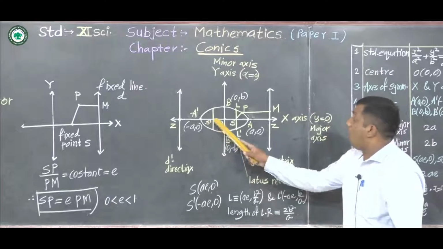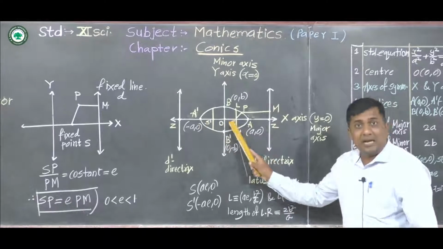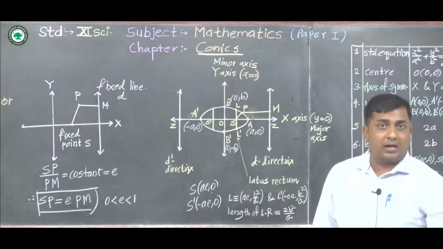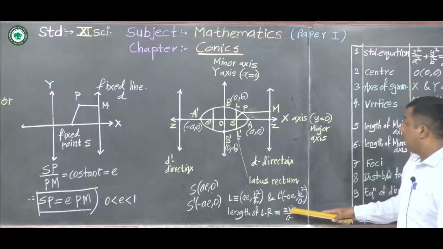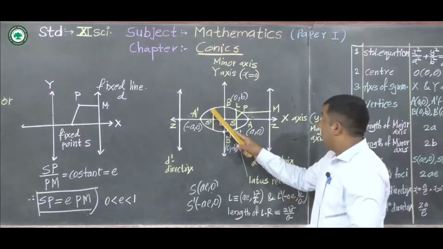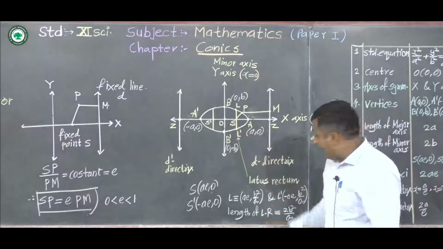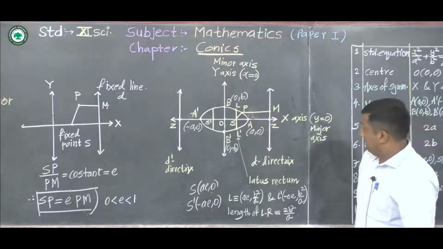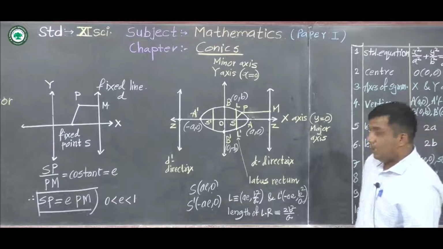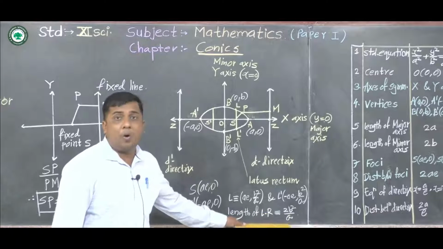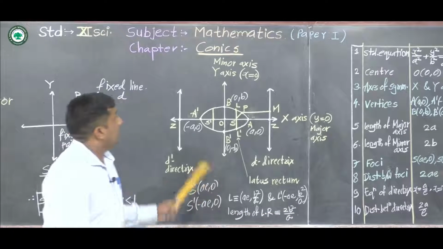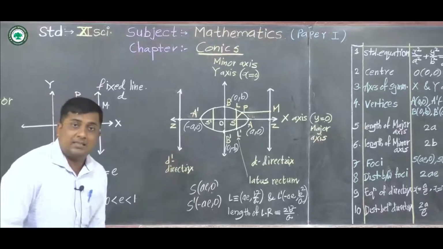Here, S and S dash are the foci, and the length between the foci is 2A. The length of the latus rectum here is 2B square upon A. So this is all about the ellipse.